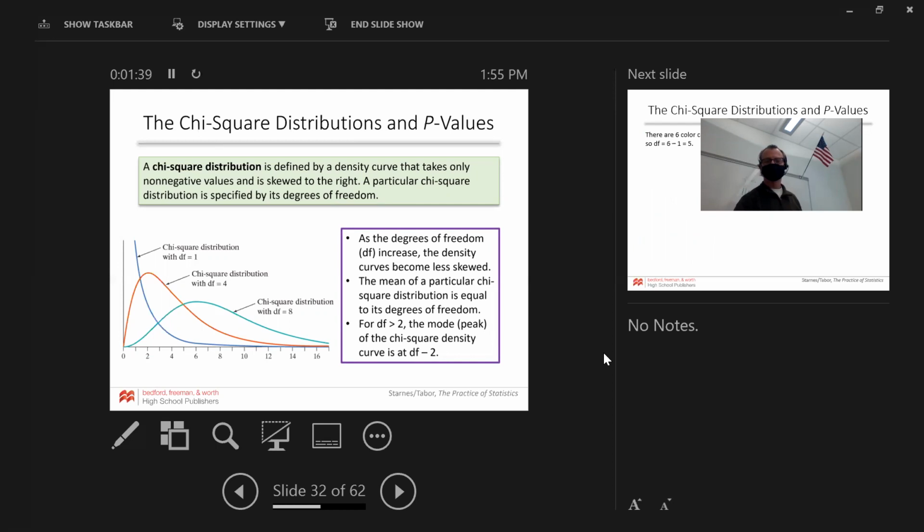All right? And the mean equals the degrees of freedom. You see from the picture, the center. And the mode would be 2 less than that. So you kind of see it with this green one. Degrees of freedom is 8, that's the center. Where's the peak? 8 take away 2. 4, where's the peak? 4 take away 2. But the mean, ready? The graph's not symmetric, so the mean's to the right of the peak.